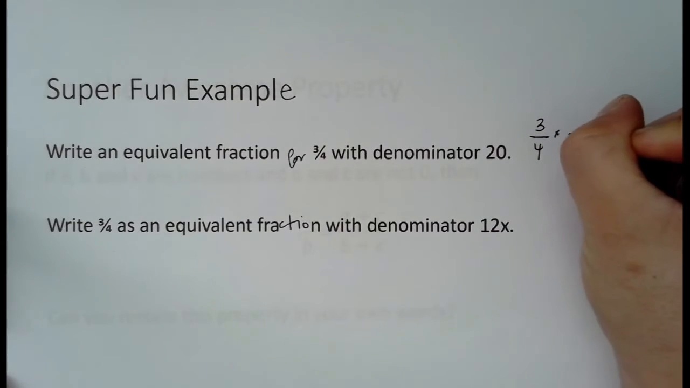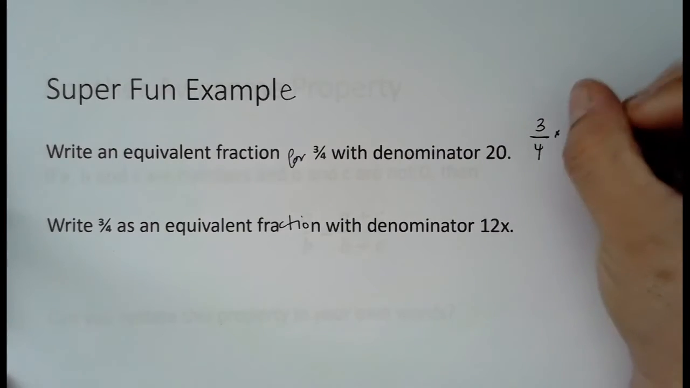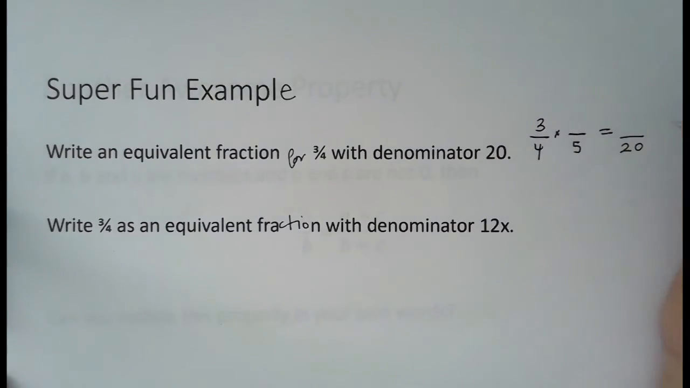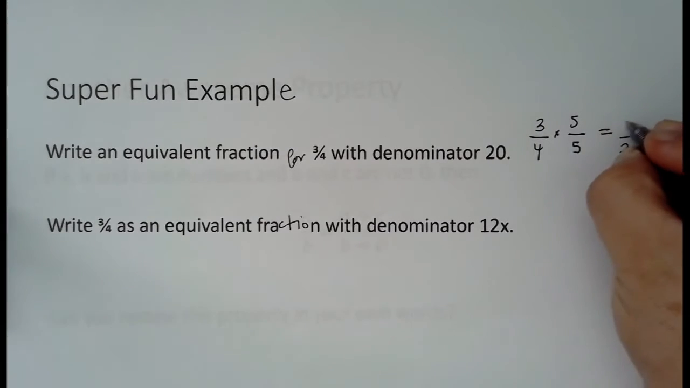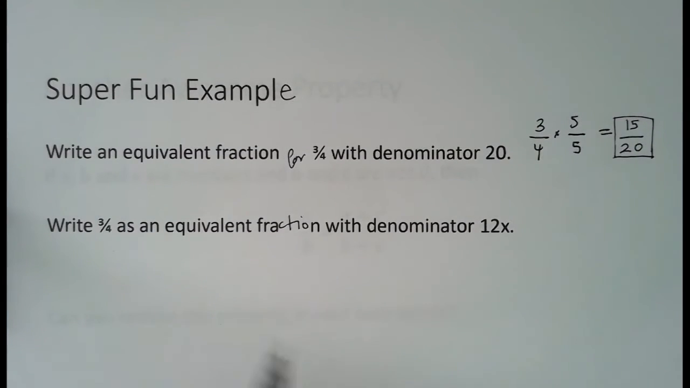So I'm going to multiply the bottom by 5. But if I multiply the bottom by 5, in order to keep the fraction the same, or to find its equivalent, I need to multiply the numerator by 5 as well. So that becomes 3 times 5, which is 15 on the top. So now we've found an equivalent fraction with denominator 20.